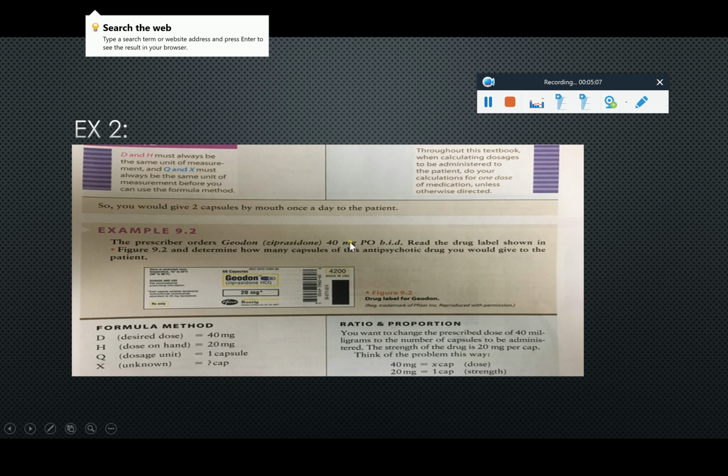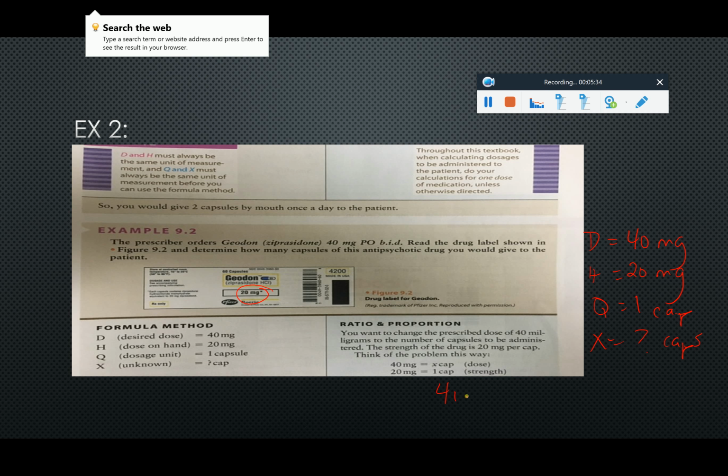All right, so the desired dose on this one would be 40 milligrams. Okay, what's the dosage we have on hand? Is this right here? That's at 20 milligrams, and we want to know how many caps. So this is 20 milligrams per 1 cap, and we want to know how many caps.